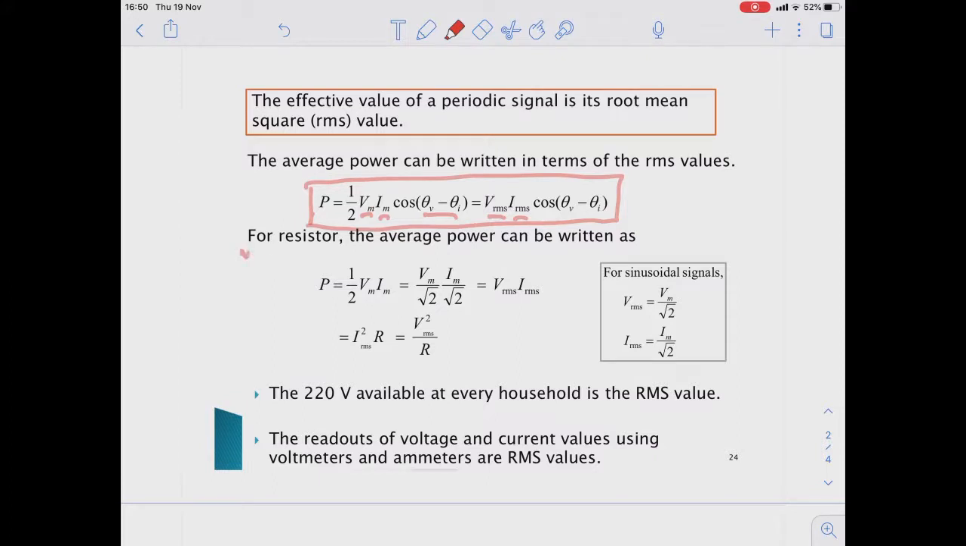And for the special case of a resistor, theta V equals theta I, so cosine 0 is equal to 1, so P will be equal to V RMS multiplied by I RMS, or 1 over 2 V max I max. And since we know that V can be replaced with I RMS multiplied by R, P is also equal to I RMS square multiplied by R and equal to V RMS square divided by R.